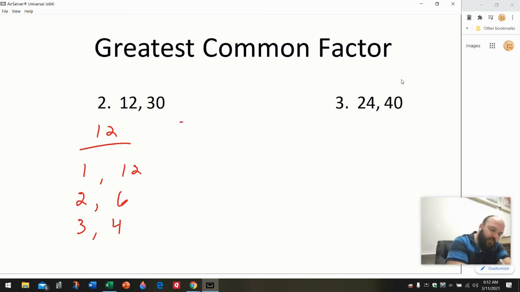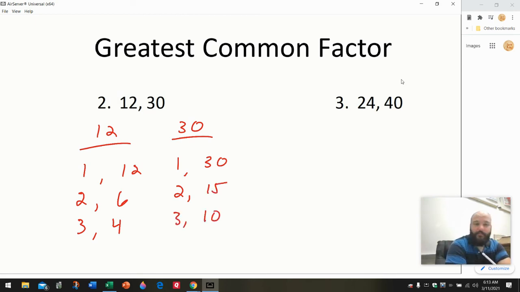Now we're going to do the same thing for 30. We'll start with 1, pair it with 30. Then we'll go to 2. 2 times 15 is 30. Then we'll go to 3. 3 times 10 is 30. Now we'll try 4. Does 4 divide into 30? Well, 4 times 7 is 28, and 4 times 8 is 32. So 4 will not go into 30 evenly.